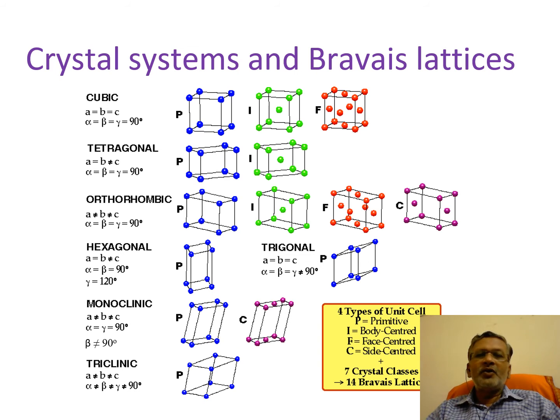These are in cubic: there are three cells: primitive, body center, face center; tetragonal: primitive, body center; orthorhombic: primitive, body center, face center, and base center; hexagonal: primitive; trigonal: primitive; monoclinic: primitive and base center; triclinic: primitive. So these 14 lattice points are classified into 7 crystal systems, called Bravais lattices.